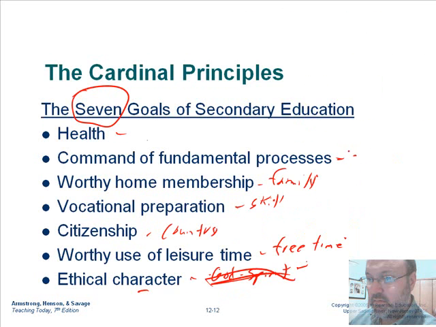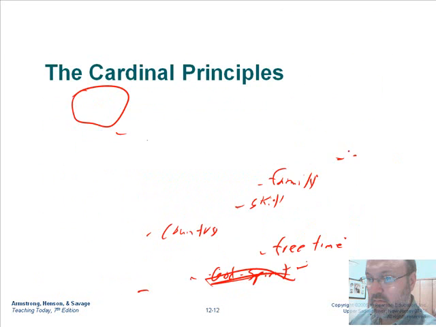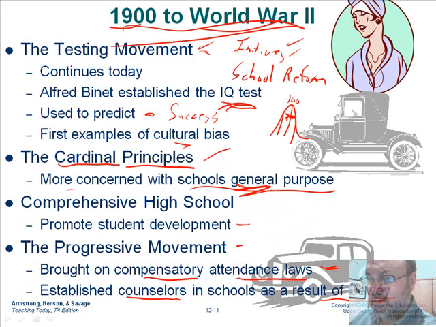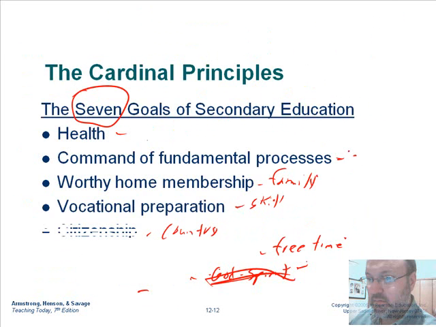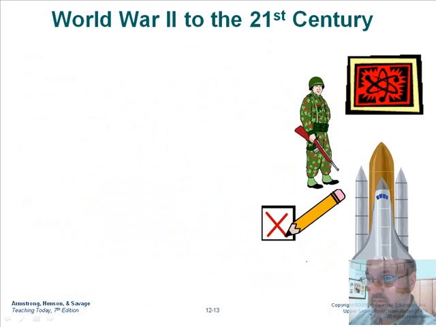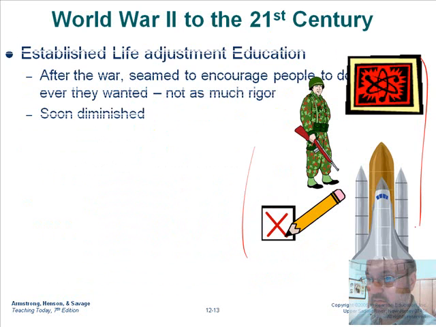So then, this was 1900 to World War II. Now let's go from World War II to the 21st century, present day. Isn't that kind of cool? I got these images. That's kind of a new thing. They established life adjustment education. After the war, students seemed encouraged to do whatever they wanted. Not as much rigor. Not very hard. They thought school was too hard at that point, so let's go to this life adjustment.